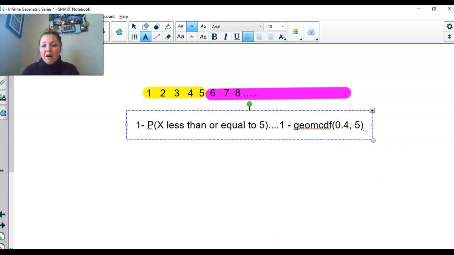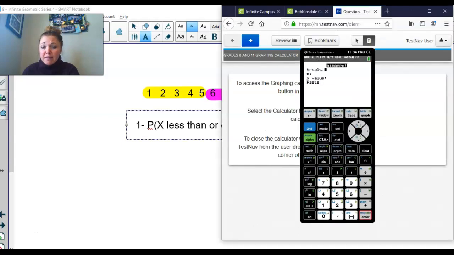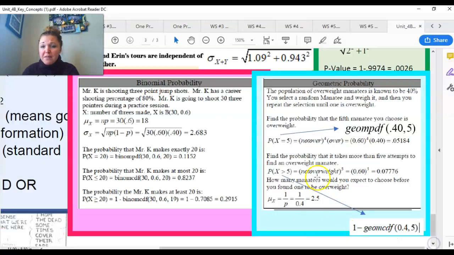All right, the last thing. Going back to my PDF, just make sure you know how to find the average. How many would you expect to choose before you found one to be overweight? That is 1 over p, and that has to be memorized, or in this case, for the year 2020, written down in your notebook, since it will be an open notes test. Make sure you know exactly where it is, because you'll only have a certain amount of time. You can't be shuffling through those papers.